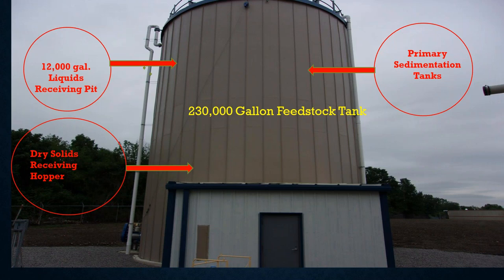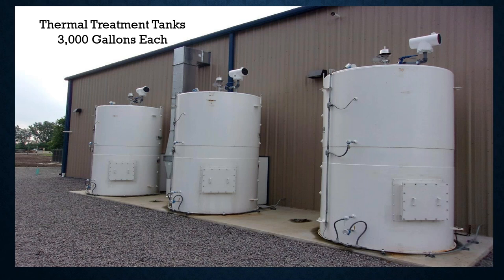All right, finally. There's a picture of our feedstock tank. It's 230,000 gallons. It receives feeding from our primary sedimentation tank. So our primary sludge ends up going to the feedstock tank where it mixes with our liquids receiving pit, anything that we receive in there, and our dry solids receiving hopper also goes into that feedstock tank and is mixed to make a slurry that would then go to the next step of heat treatment.